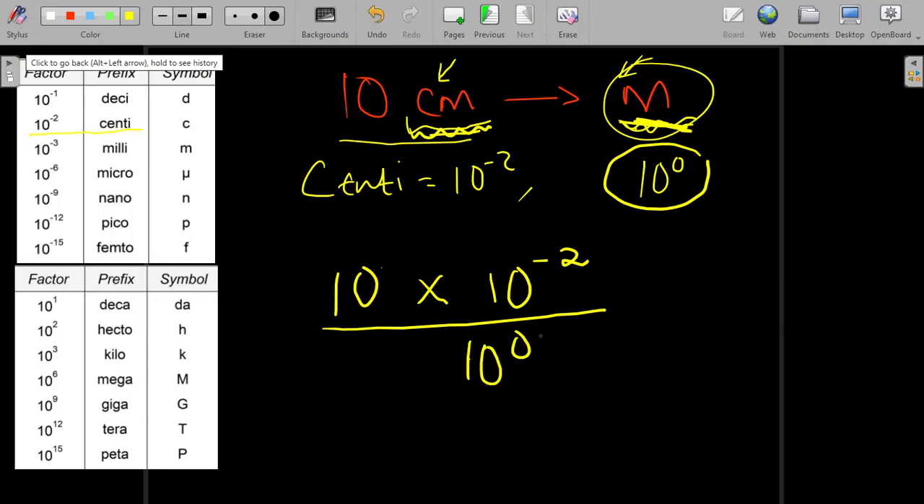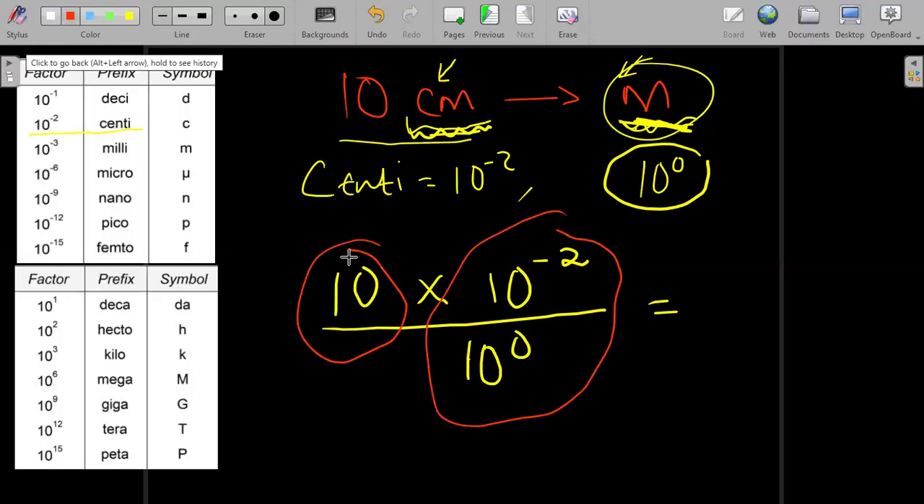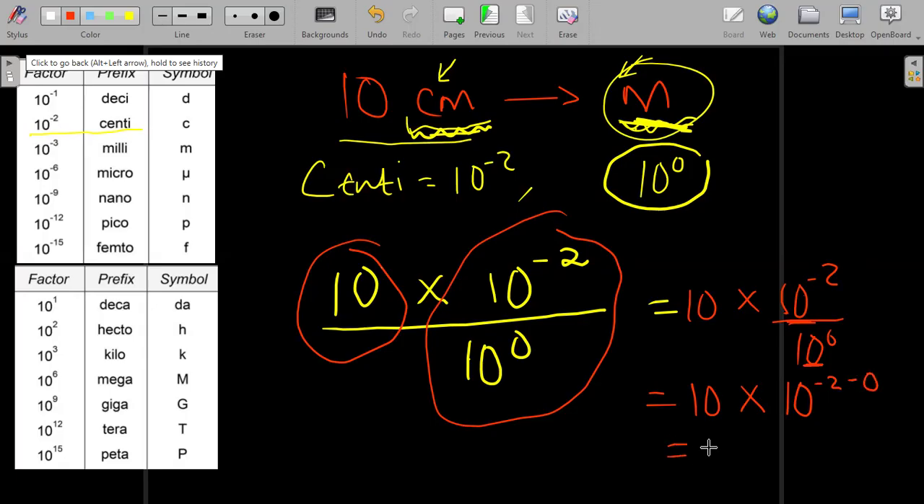And then once I reach here, I can group these 10 to the power somethings together, and this one alone there. So I'm going to say 10 multiplied by 10 to the power minus 2 divided by 10 to the power 0. We know that 10 to the power 0 is just 1, but for the sake of unit conversions, I'm not going to use that. Since here we have the same bases dividing, 10 and 10, we need to subtract their powers. So it will be minus 2 minus 0, which will just still give us what?